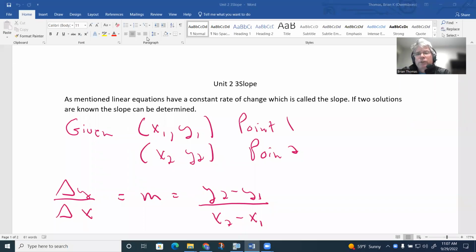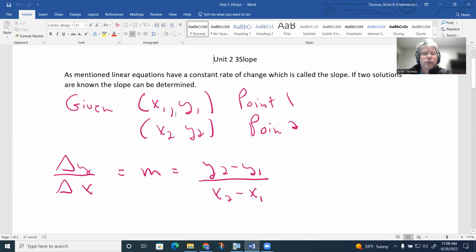So this is going to be lesson 3 of our unit 2. This is going to be on slope. As mentioned with linear equations, we have this constant rate of change. And this constant rate of change we've referred to is called slope. If two solutions are known, the slope can be determined as well.